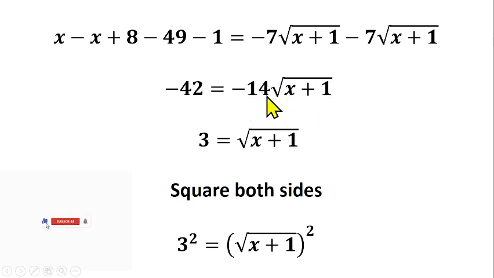So from there, we can divide both sides by minus 14. If you divide both sides by minus 14, this divided by minus 14 will give us 3. So minus 14 cancels minus 14 and you have sqrt(x + 1) left. Then what do we do next? We can take the square of both sides so as to eliminate the square root. So you take the square of this, you take the square of this as well. So you'll be having 3 squared equals sqrt(x + 1) squared.